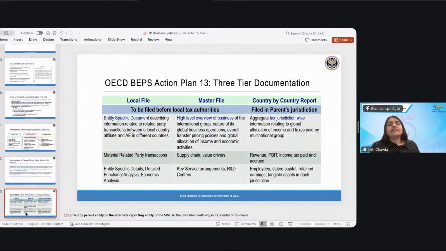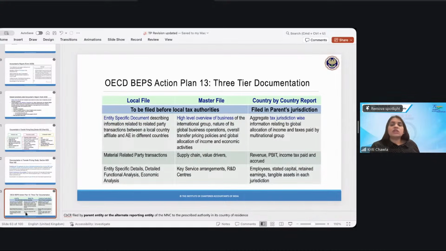This is to be filed in the parent's jurisdiction. The CBCR is to be filed by the parent entity, or it could be the alternate reporting entity of the multinational company, and it is to be filed to the prescribed authority in its country of residence.